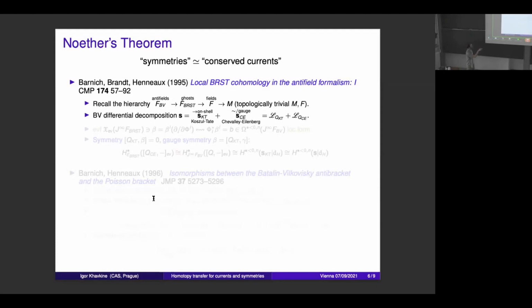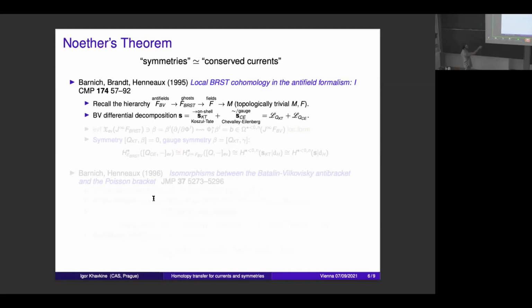It's good also to recall that the constructed BV differential from the gauge theory that we're studying can be decomposed into two parts. It's well known. I don't have time to go into this, but I think people know about it. What I'm saying is that you have a part of the differential called the Koszul part, which implements going on-shell onto the equation. And then you have another part which implements quotienting with respect to the gauge transformations.